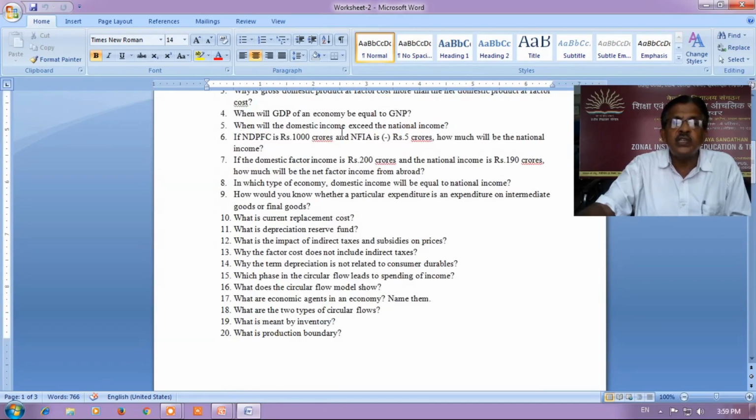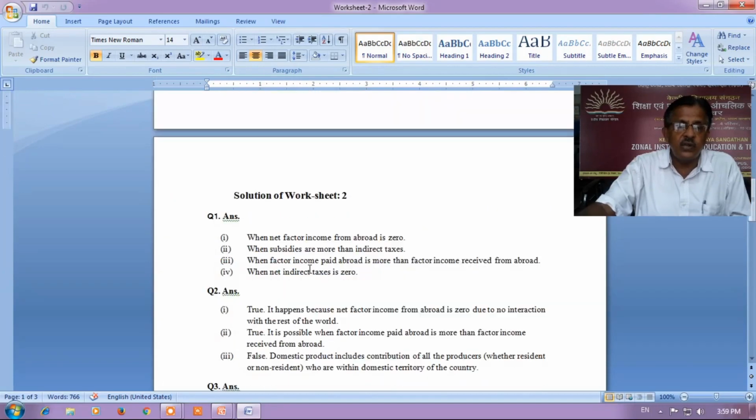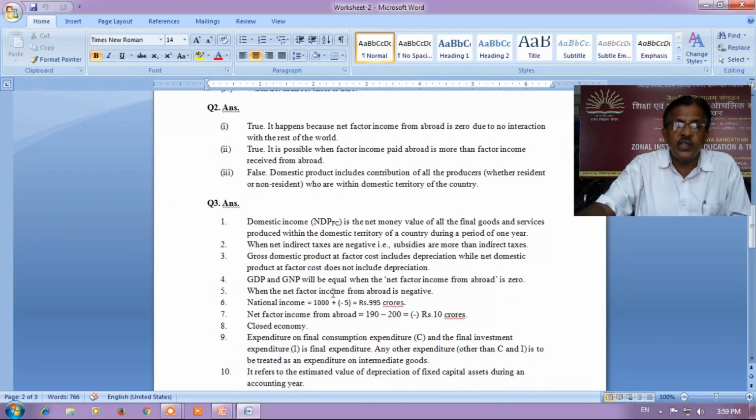When will the domestic income exceed the national income? Domestic income will be greater than national income. When will it happen? When the net factor income from abroad is negative.